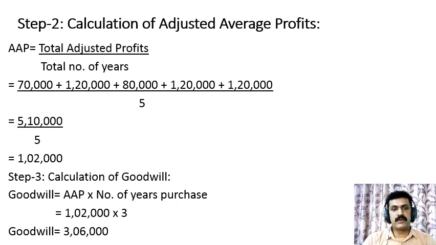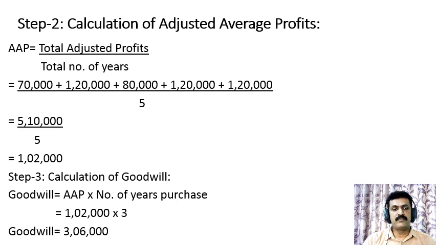In the next step, we have to calculate the adjusted average profits. So first we have to take the formula, that is total adjusted profits divided by total number of years. So profit for the last 5 years divided by total number of years 5. So if we add the 5 years' profits, we get 5,10,000 divided by 5. So the adjusted annual average profits are rupees 1,02,000.